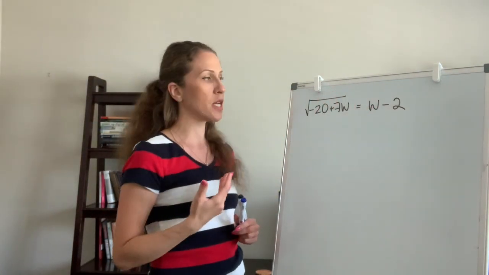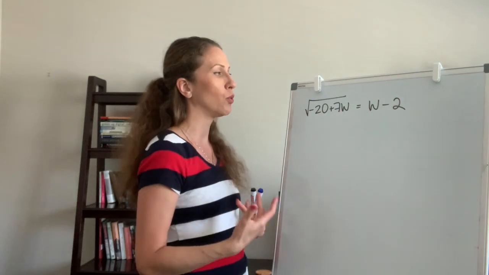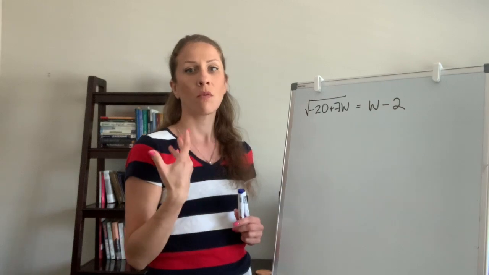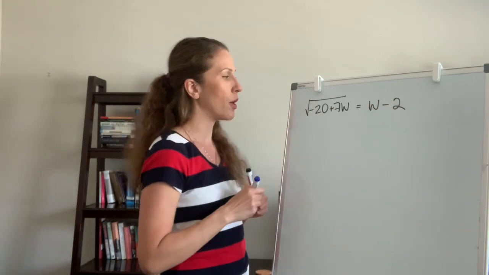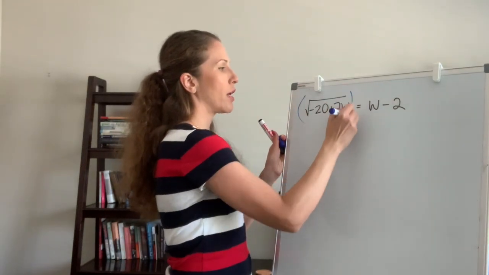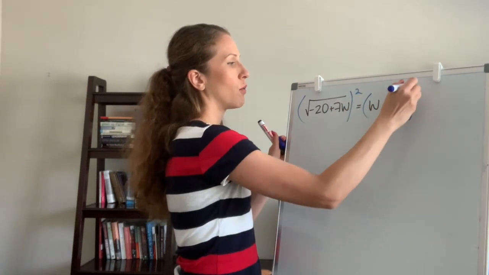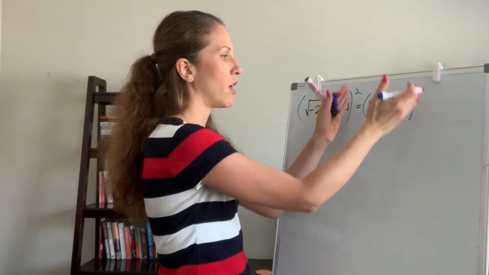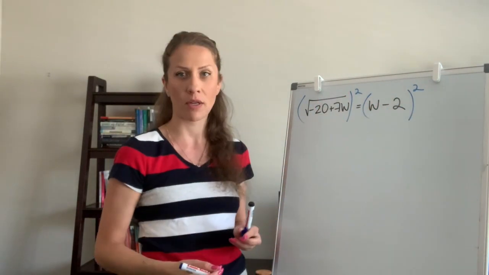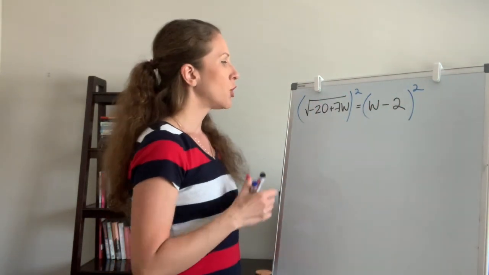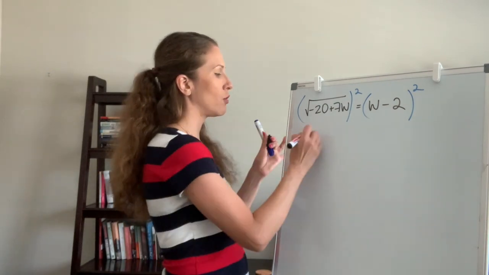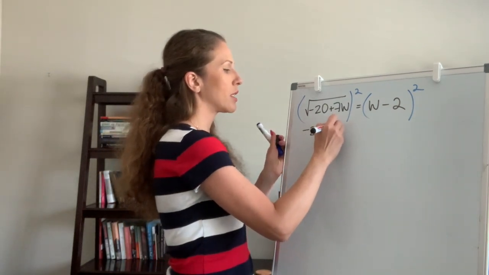Remember, the whole idea is to remove the radical, so we're trying to match the exponent that we apply to each side of the equation with the index of the radical, and that's a square root here. So we're going to apply the 2 here, and notice I'm going to square the whole thing on the right side. On the right side I have w minus 2, so I'm squaring the entire w minus 2. So on the left, it's very simple. The square root and square cancel each other out, leaving you with negative 20 plus 7w.